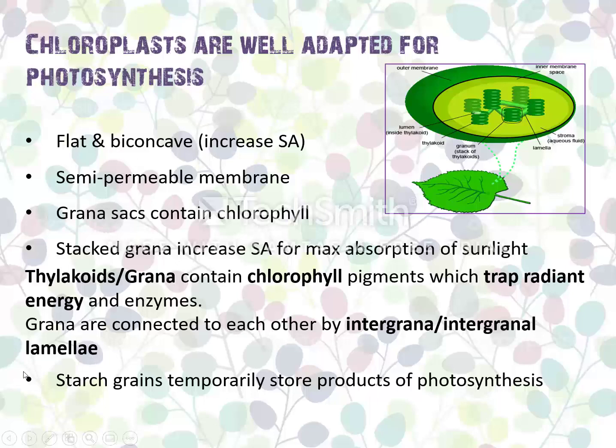Lastly, then, the last adaptation is that chloroplasts contain starch grains, and those starch grains are what store the glucose that has been made by photosynthesis. Why is that important? Well, we know that we're going to test for starch at the end to see if glucose was made and therefore to test if photosynthesis actually occurred.